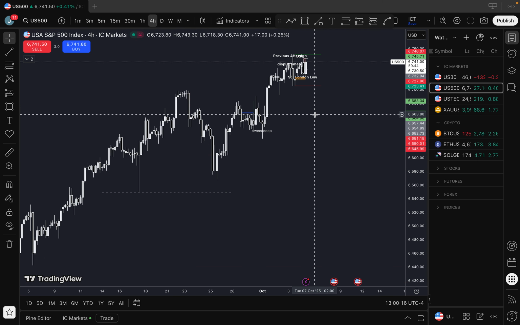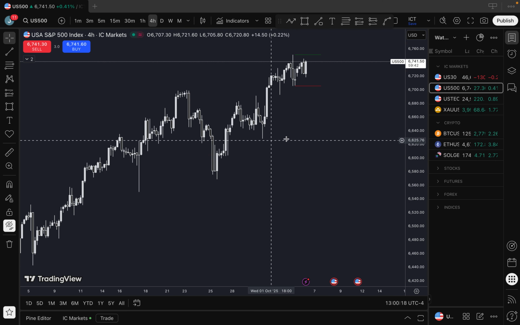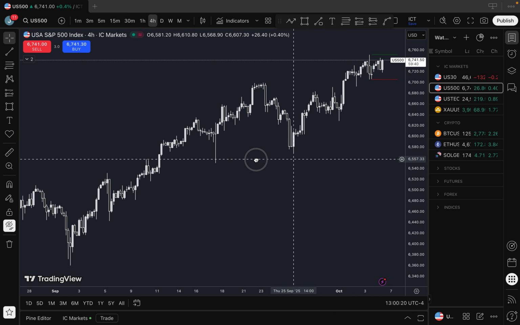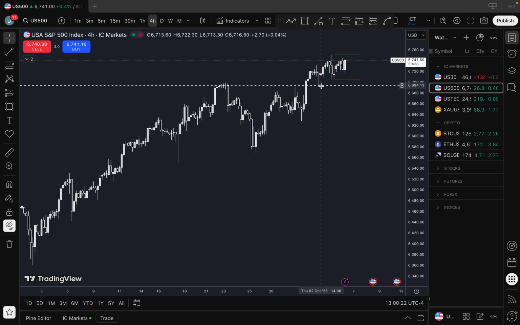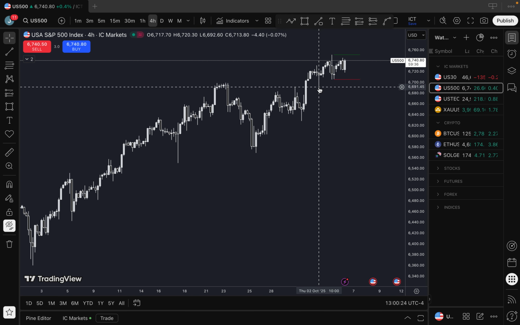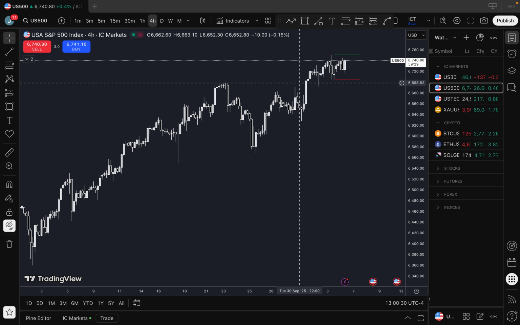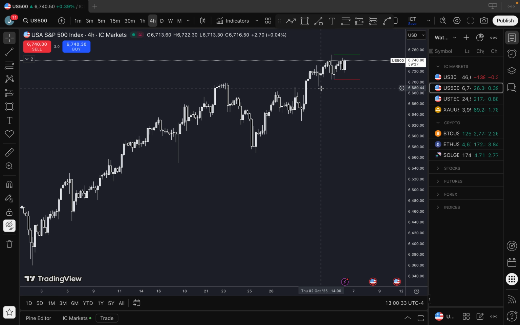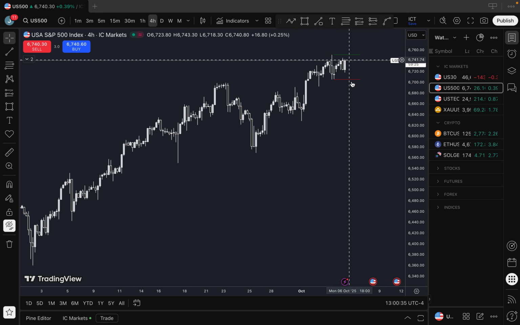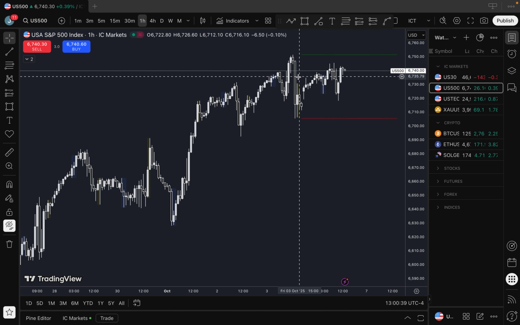So you can see, let me just take all the drawings off. Price has already traded down here on Thursday last week, tapped. So that's a nice little continuation of the trend. And then since then, it's just been a bit choppy. I think on the hourly, it's a bit more reasonable.